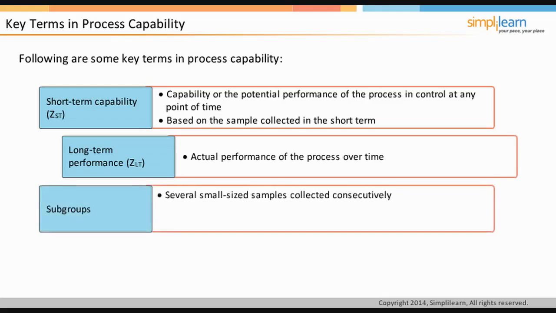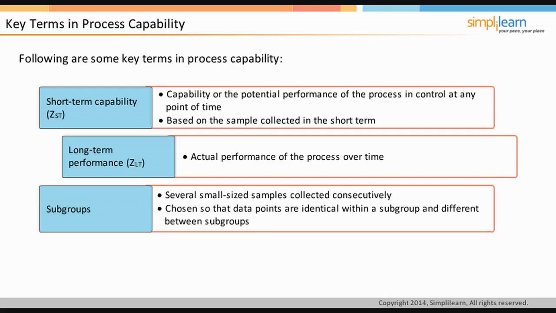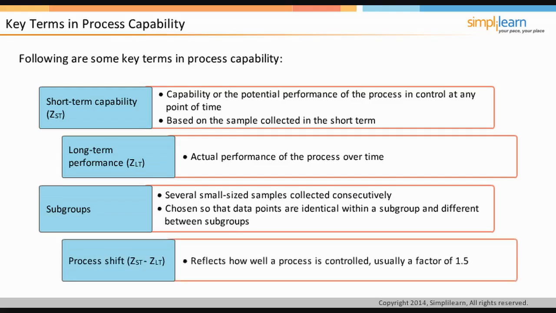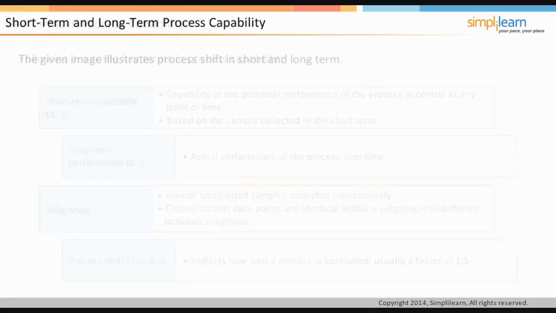Subgroups are several small samples collected consecutively. Each sample forms a subgroup. The subgroups are chosen so that the data points are likely to be identical within the subgroup, but different between two subgroups. The process shift is calculated by subtracting the long-term capability from the short-term capability. The process shift also reflects how well a process is controlled. It is usually a factor of 1.5. Let us look at short-term and long-term process capability in the next screen.